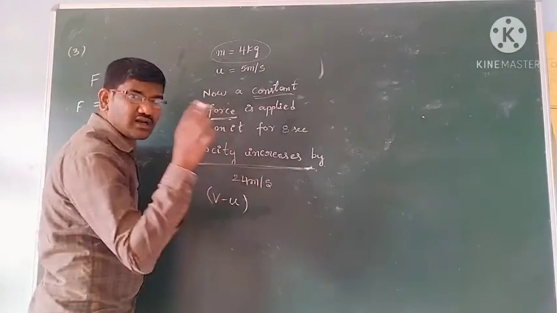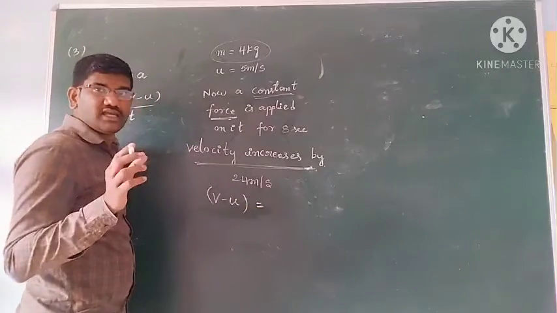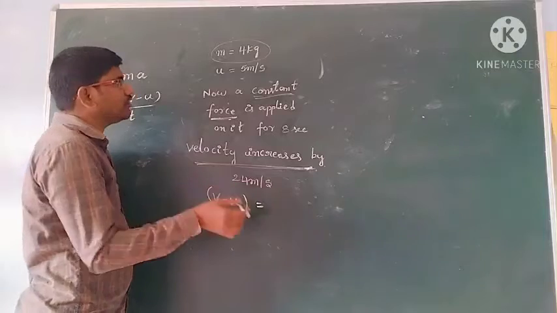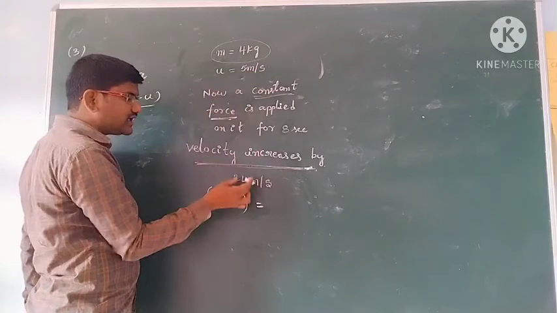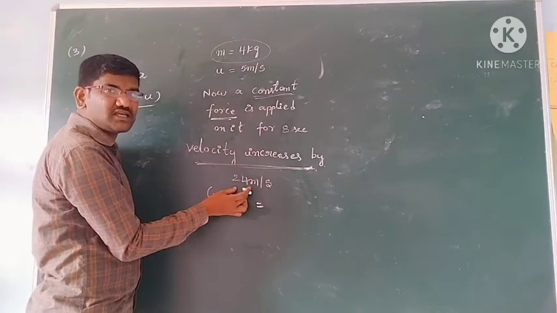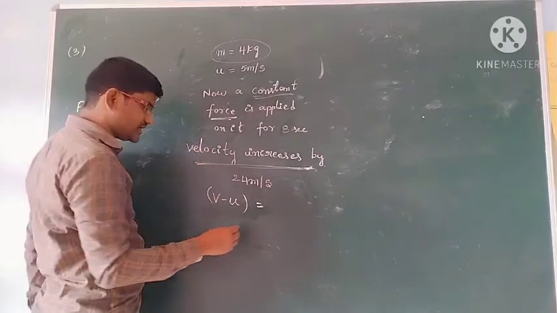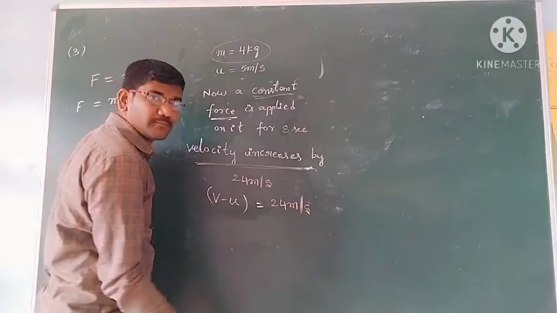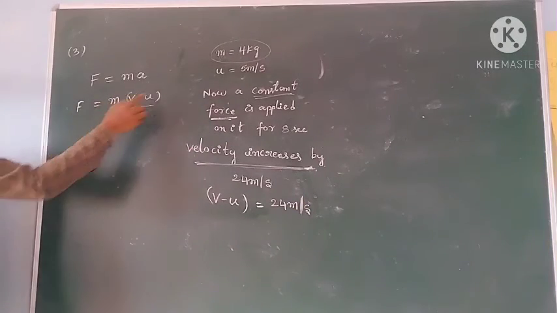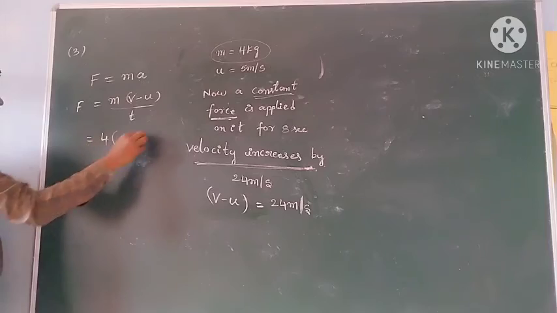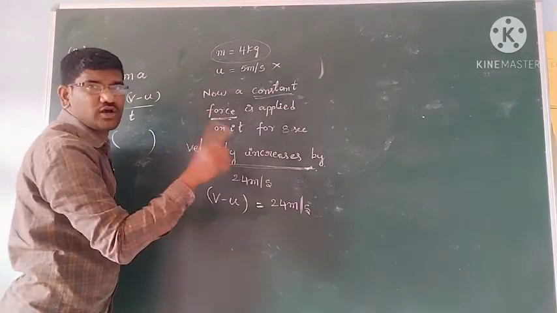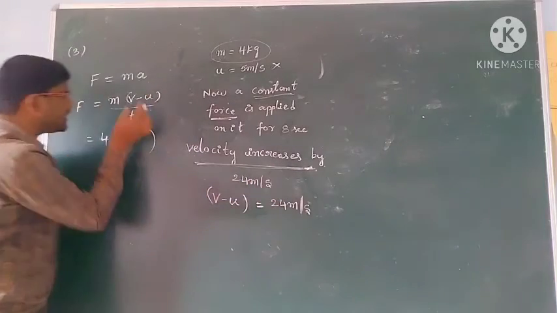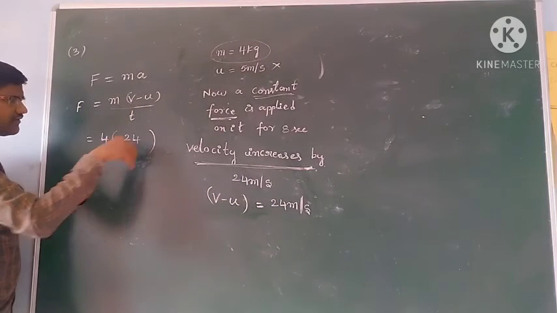Increases by, underline and remember students, whenever they are telling something increases by, that is the change, that much has increased. This is the initial, and increases by 24 means this much has increased. Totally it will become 29 meters per second. So change in velocity I will get 24 meters per second. Now F is equal to, mass is given 4, and don't use the initial velocity now because they have given the change for you. Increases by they told, means it is a change in velocity. The V minus U value they have given, 24.